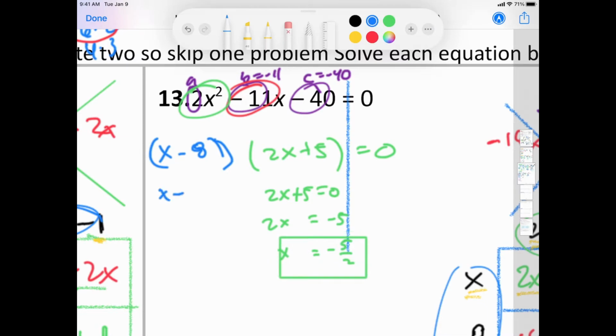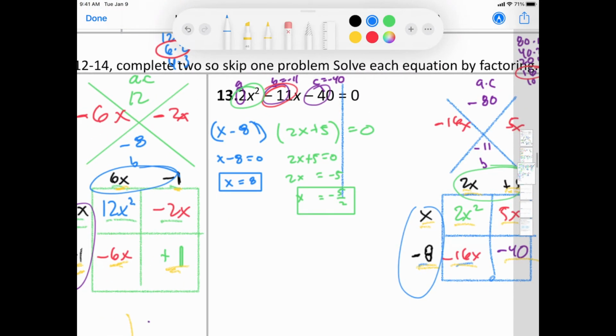Okay. x minus 8 equals 0. We're doing the zero product rule. We're setting each of those binomials equal to 0. And add 8 to both sides. x equals 8. Let's double check our answer. 2 times 8 squared minus 11 times 8 minus 40. 8 squared is 64, times 2 is 128, minus 88 is 40, and 40 minus 40 equals 0.